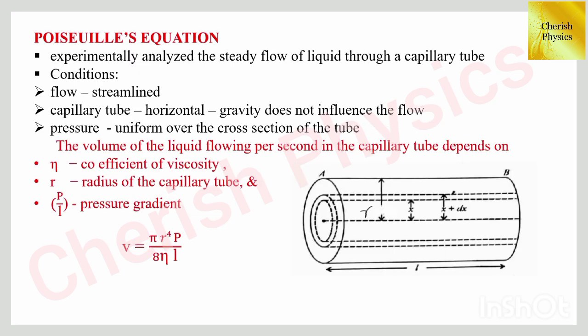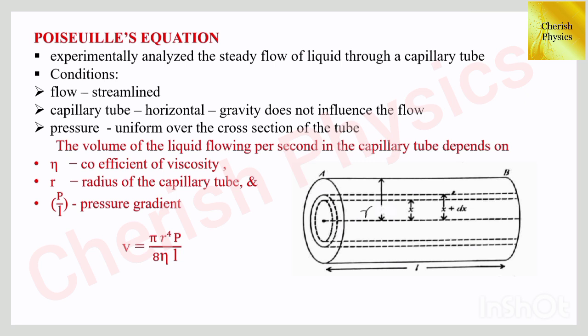Next is Poiseuille's flow method. It is also used to determine the coefficient of viscosity of a liquid. In this experiment, Poiseuille analyzed the steady flow of liquid through a capillary tube. He made several conditions. First, the flow should be a streamline flow, and the capillary tube kept horizontal so that gravity does not influence the flow of the liquid, and the pressure at the end of the tube is uniform over the cross section of the tube.